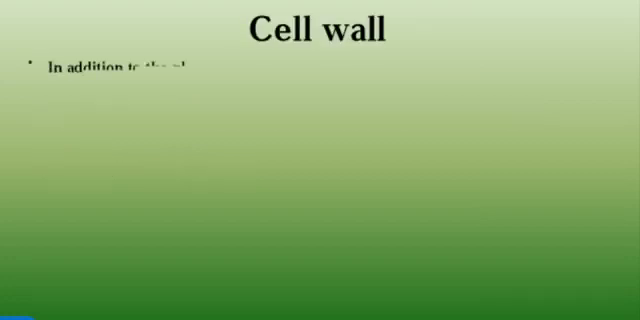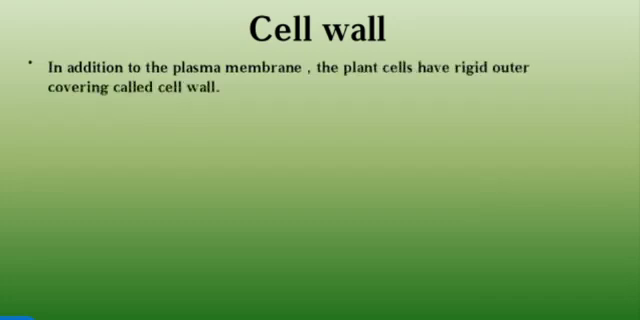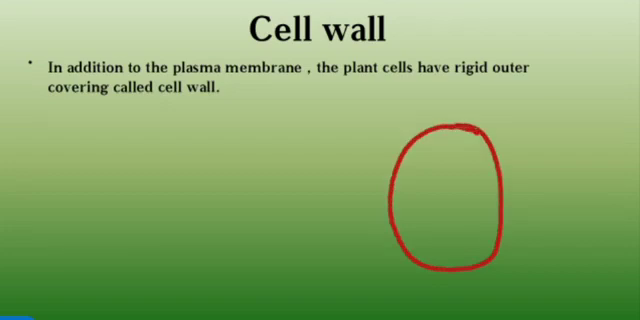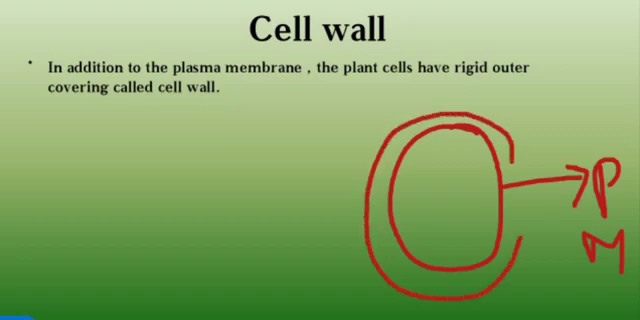The cell wall means, in addition to the plasma membrane, the plant cells have a rigid outer covering called the cell wall. Consider this as a cell. This is the plasma membrane, and surrounding it one more layer is present. It is a rigid cell layer, so it is called the cell wall.